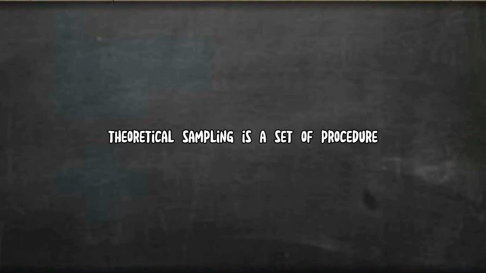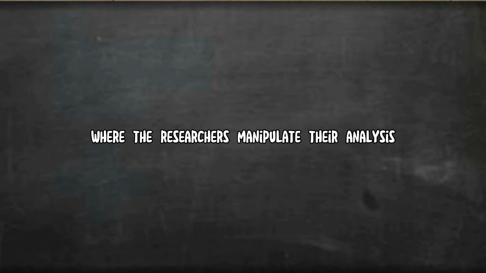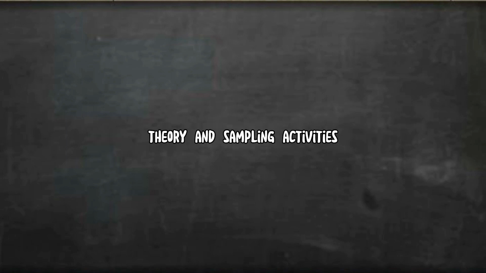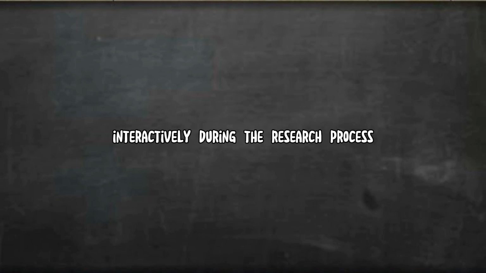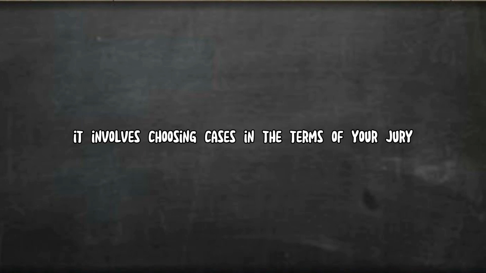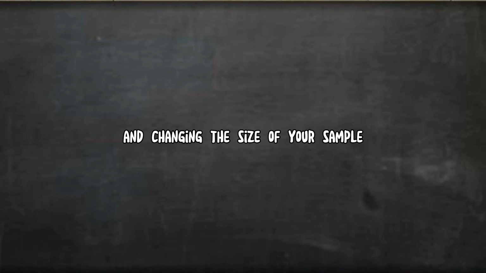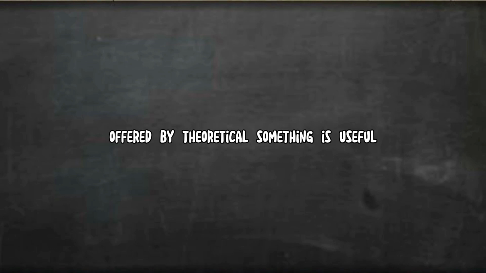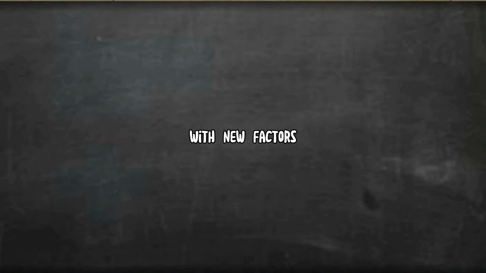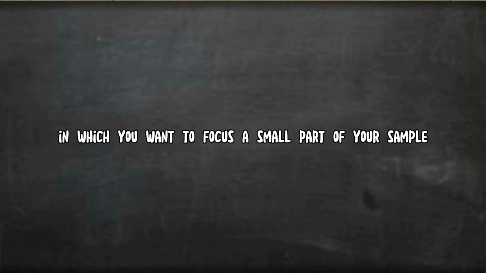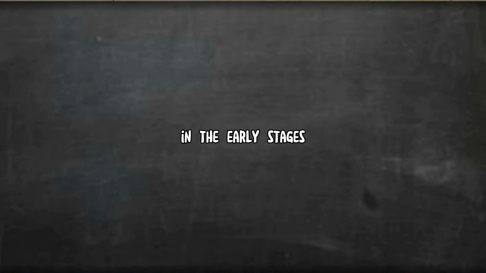Theoretical sampling is a set of procedures where the researcher manipulates their analysis, theory, and sampling activities iteratively during the research process. It involves choosing cases in terms of your theory, selecting defined cases, and changing the size of your sample during the research. The flexibility offered by theoretical sampling is useful when new factors emerge, you want to focus on a small part of your sample in the early stages, or unexpected generalizations during data analysis lead you to seek out new defined cases.